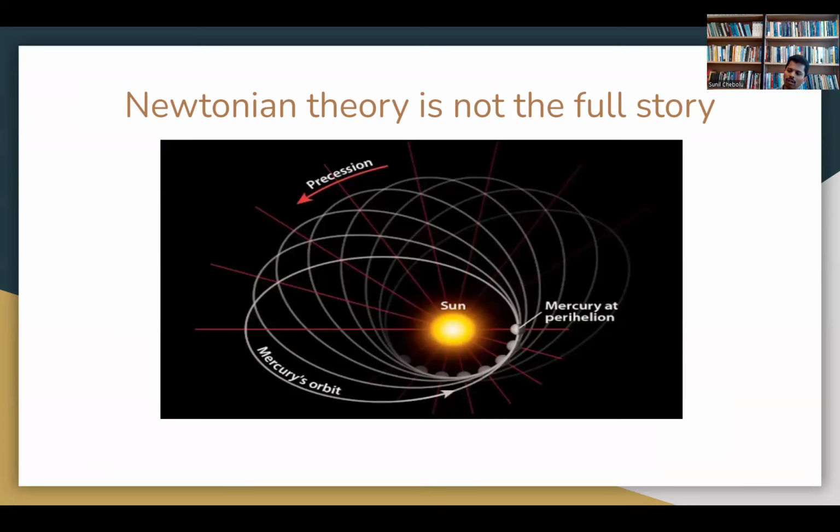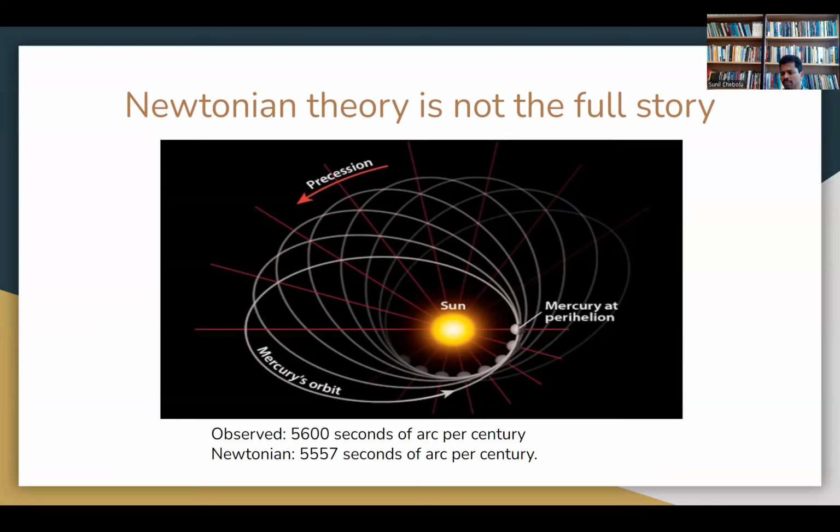One of them is the orbit of Mercury, which precesses as it goes around the sun. The Newtonian theory gives you a number for the precession rate, but what's observed is something different. Things were not adding up. What's observed is 5,600 seconds of arc per century, but what Newtonian theory gave is 5,557 seconds of arc per century. That is a pretty small difference between what's observed and what's being predicted, but this difference adds up over time, and the difference is quite noticeable.